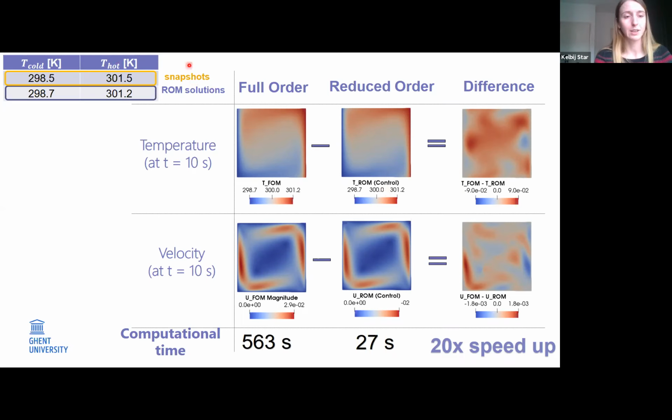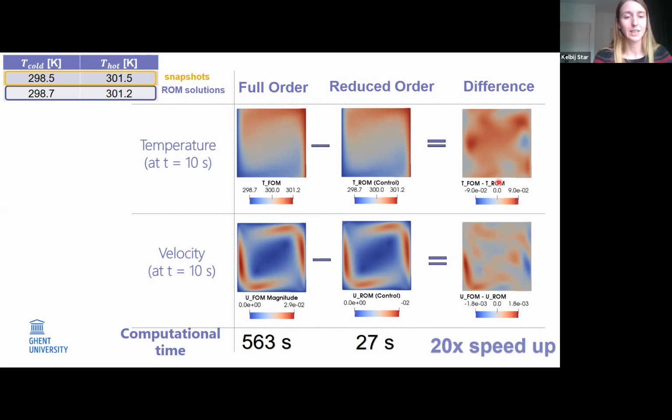The snapshots I collected were for certain values of the temperatures of the walls, and then for the reduced order model, I'm solving for slightly different values. And then later on, of course, I run a full order simulation in order to make the comparison. But the whole idea is to run your reduced order model for new parameter values. And then visually, they look the same.